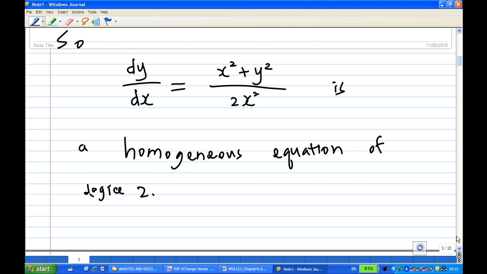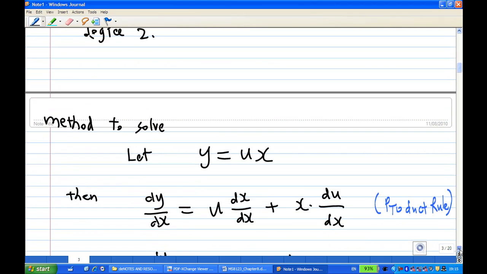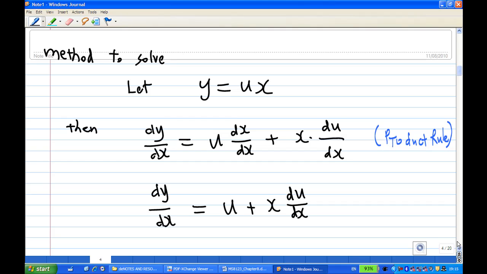Now, when you have a homogeneous equation of degree 2, there is a special way to solve it. The method is to let y equal u times x. If you let y equal u times x, then using the product rule, keep the first term, differentiate the second term, keep the second term, differentiate the first term, and add them up. Notice that dx/dx is 1. So dy/dx becomes u plus x du/dx.